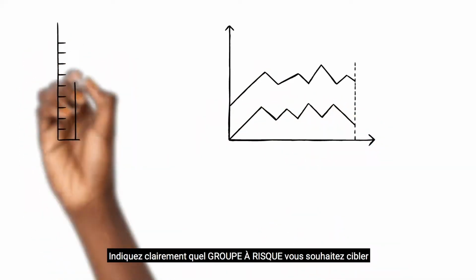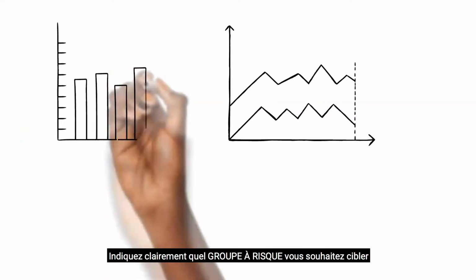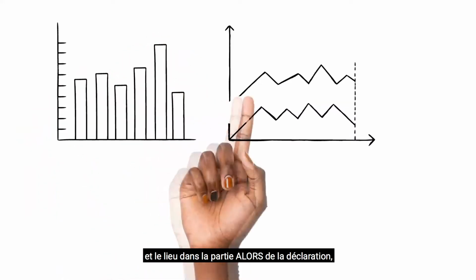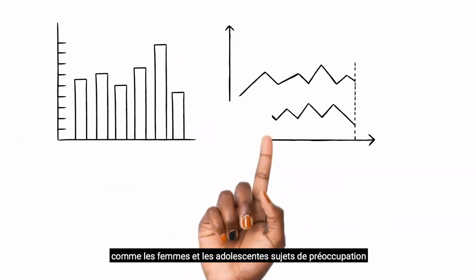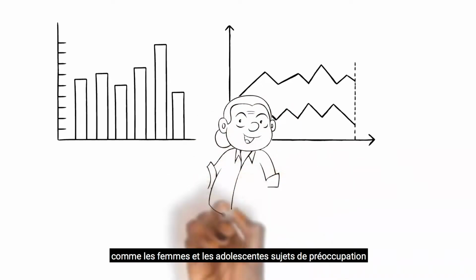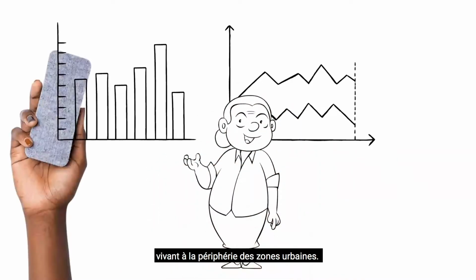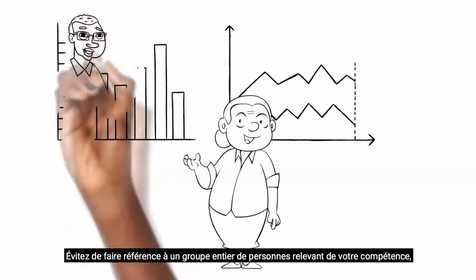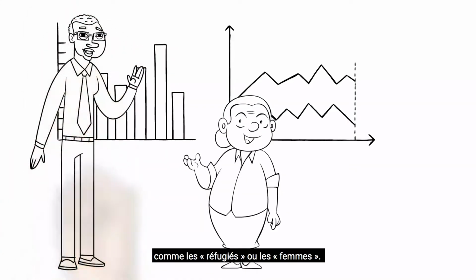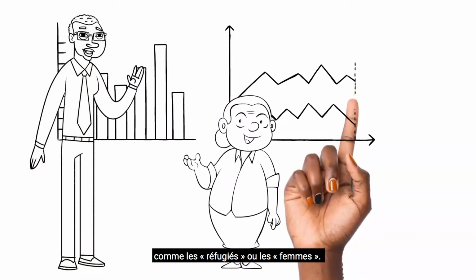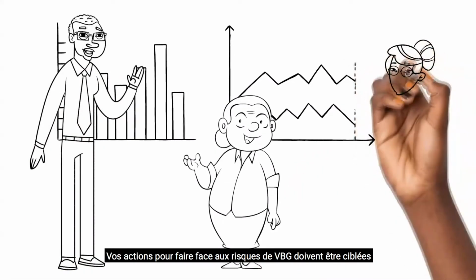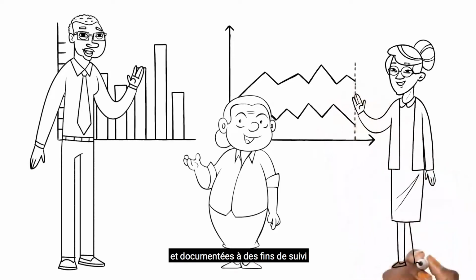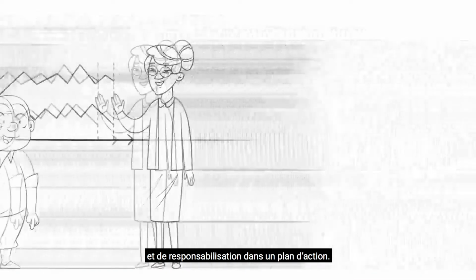Make it clear which at-risk group you would like to target and the location in the then part of the statement, such as women and adolescent girls of concern living in the outskirts of an urban area. Avoid referring to an entire group of persons of concern such as refugees or women. Your actions to address GBV risks should be targeted and documented for follow-up and accountability in an action plan.